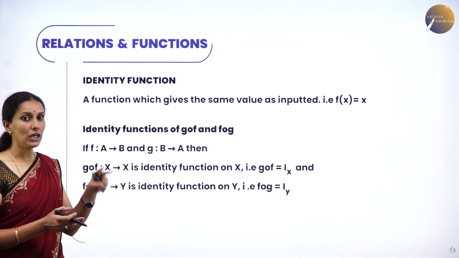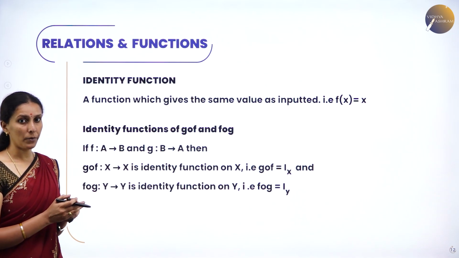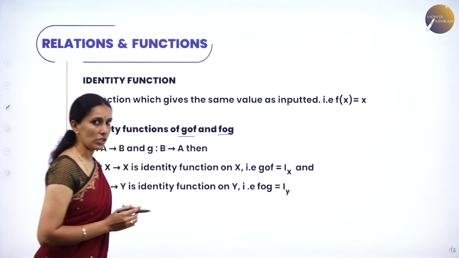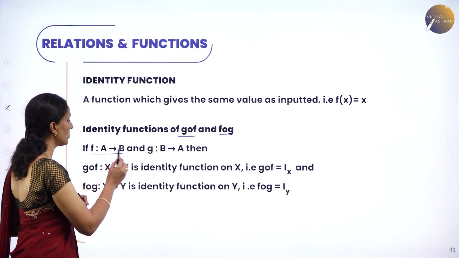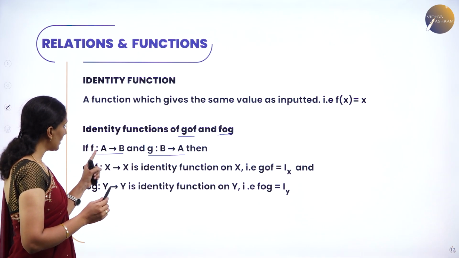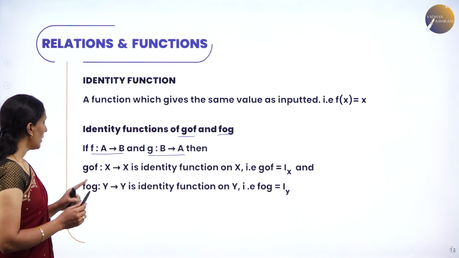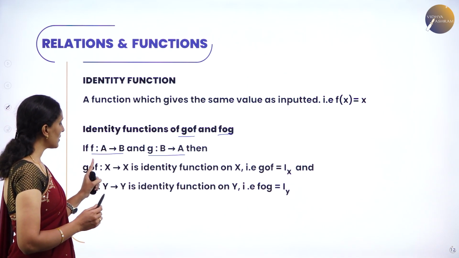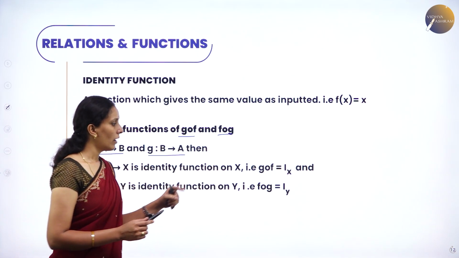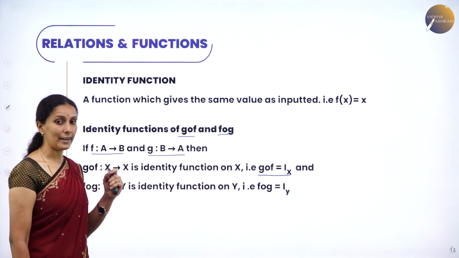Now since we have learned the composition of function, let us see what is identity function under the composition of function. Now we have learned g naught f and f naught g. So let us consider f is a function from A to B, g is a function from B to A. Now what is g naught f? g naught f is a function from X to X. It is an identity function on X. Thus, we can define g naught f as identity function under X.